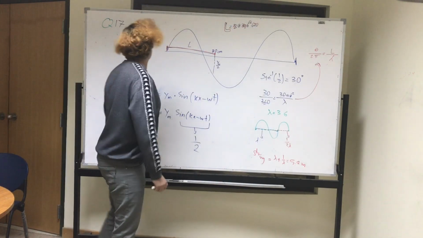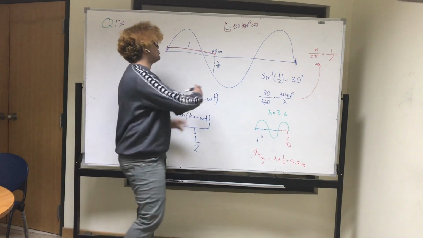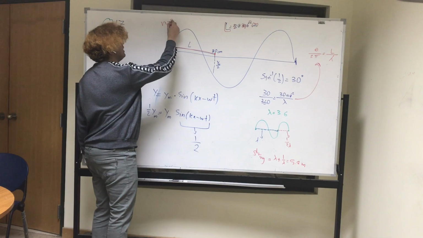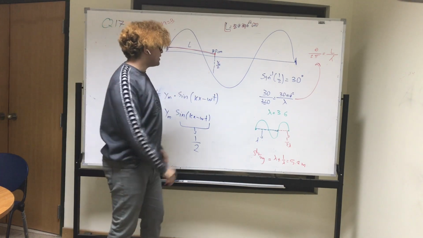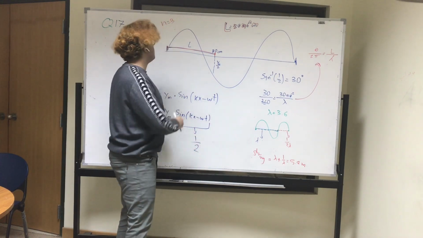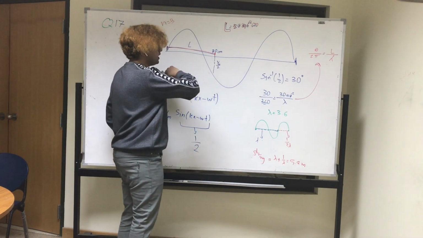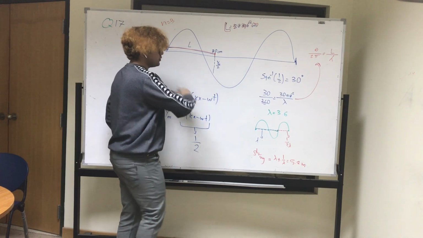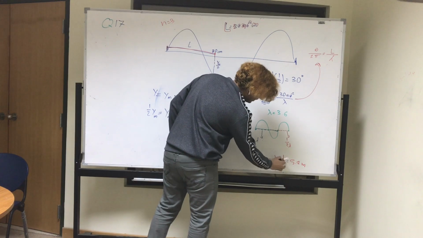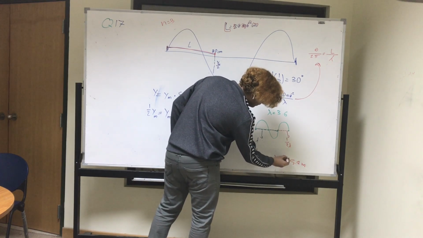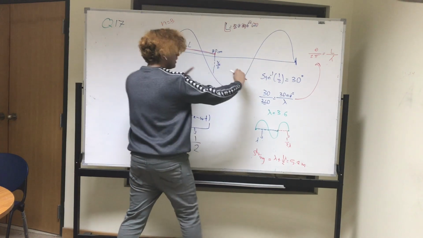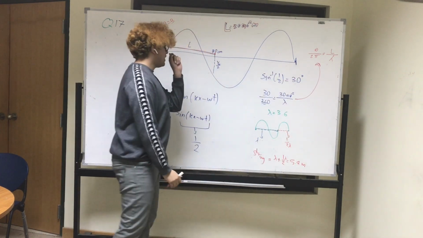Question number 17 says that we have a standing wave, and the harmonic is the third harmonic. So a string with a standing wave doing a third harmonic. If we have n equal to 3, then we have 3 half circles. And the length of our string is going to be lambda plus 1 half lambda. This is 1 lambda, and this here is 1 half of lambda.